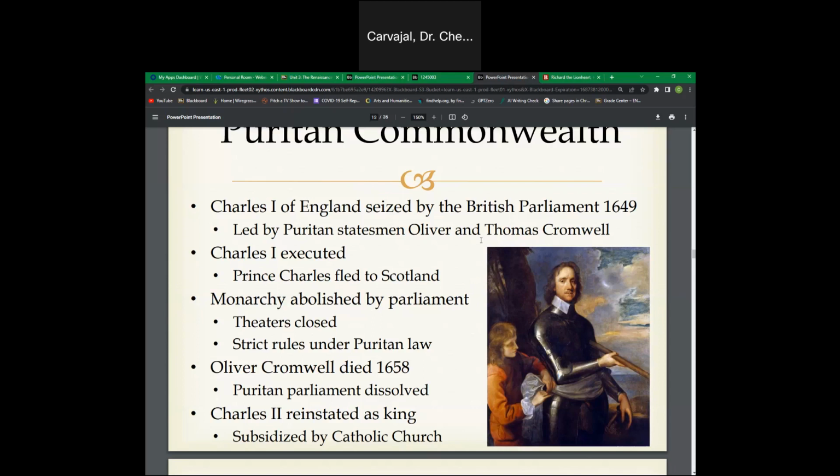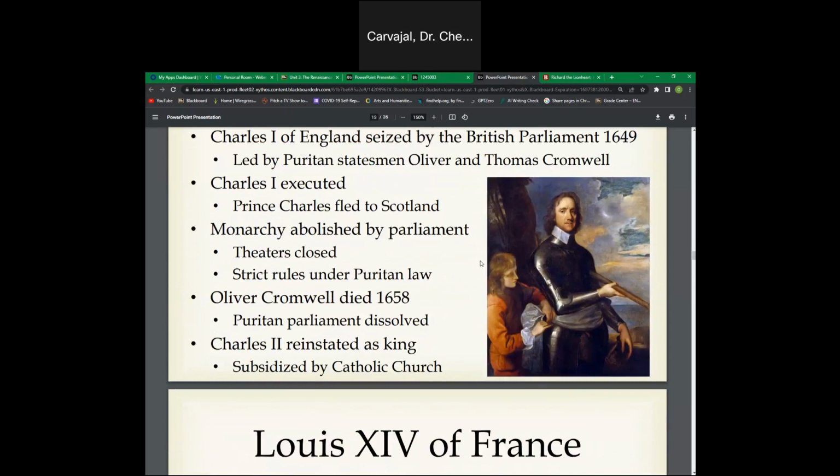Anyway, that ended, much to the happiness of a lot of people. Theaters reopened, bars reopened, people could wear whatever they wanted. They didn't have to wear Puritan garb. In fact, at that point, that's when they said, okay, look, we got to get out of here. And the Puritans did. They moved and they went to Massachusetts and founded a colony.